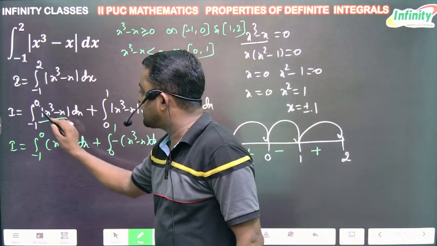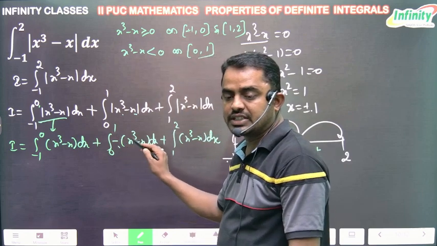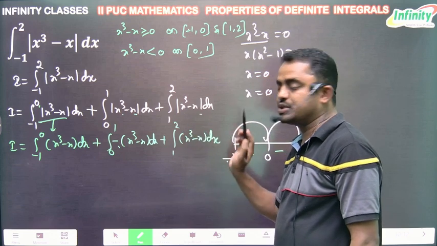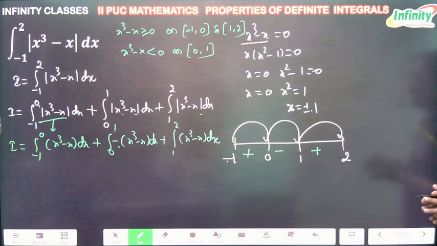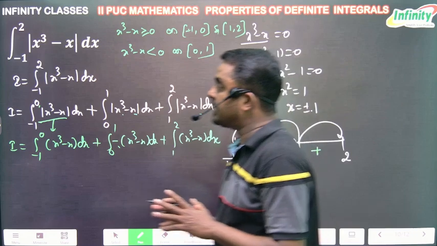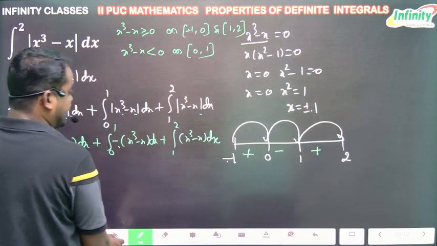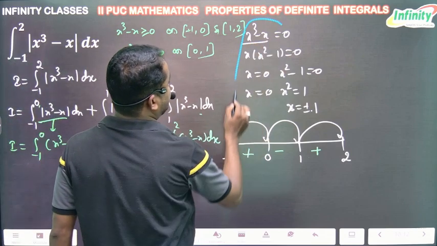Here in this interval it is what? Positive. In this interval it is what? Negative. Remove the mod sign, then write the minus sign. In this 1 to 2, in this interval it is what? Positive. So I think you are getting the clear concept now. So remaining part is what? Simplification, integrating and simplifying. Pause the video and note it down, this one.